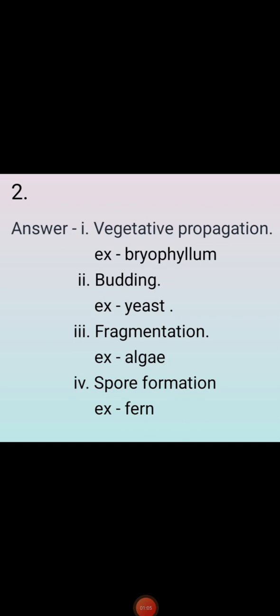Give examples. So, our answer is: the first method is vegetative propagation, for example, bryophyllum. The second method is budding, for example, yeast. The third method is fragmentation, for example, algae. The fourth method is spore formation, for example, fern.